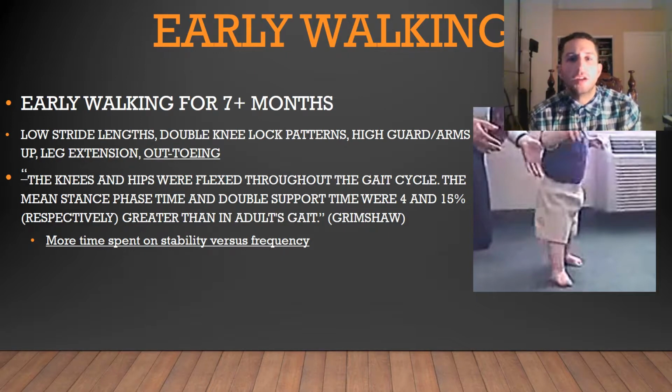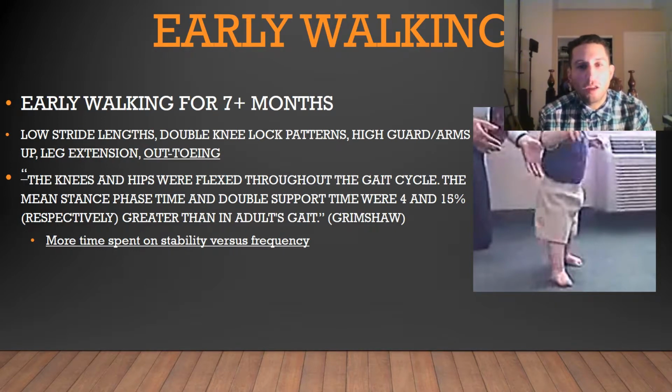Some of the studies that were done on the early walking gait, the knees and hips, when it comes to children, the knees and hips are flexed throughout the gait cycle. The mean stance phase time and double support time were 4 to 15% greater than adult gait. Now remember, in the phases of gait, adult gait had anywhere from about 10 to 20% overall when it came to that double support. And you'll see with some of the early walking for infants, this is actually increasing from 4 to 15% more on average versus adult gait.